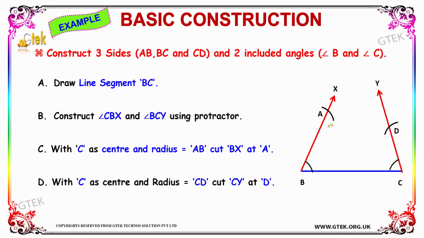You can see, with B as center and radius AB, cut BX at A. Similarly, with C as center and radius CD, cut CY at D. And then we join AD to obtain the quadrilateral ABCD.